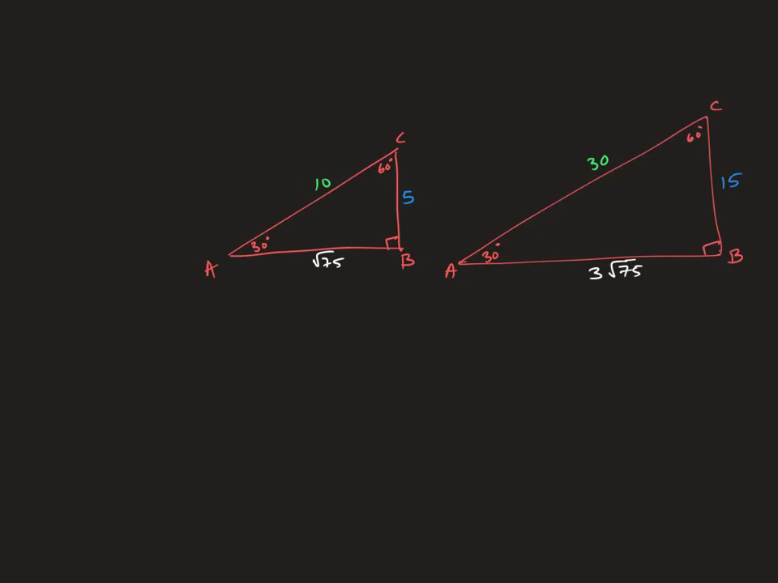Okay, it's because the ratios must be the same. In other words, sine of 30 in this triangle must be 5/10, which is equal to half. Sine of 30 in that triangle must be the same thing. Sine of 30 must have the same ratio, which is equal to 15/30, which is also equal to a half. Okay, hopefully you understand that similar triangles must have the same ratios in 90-degree triangles.